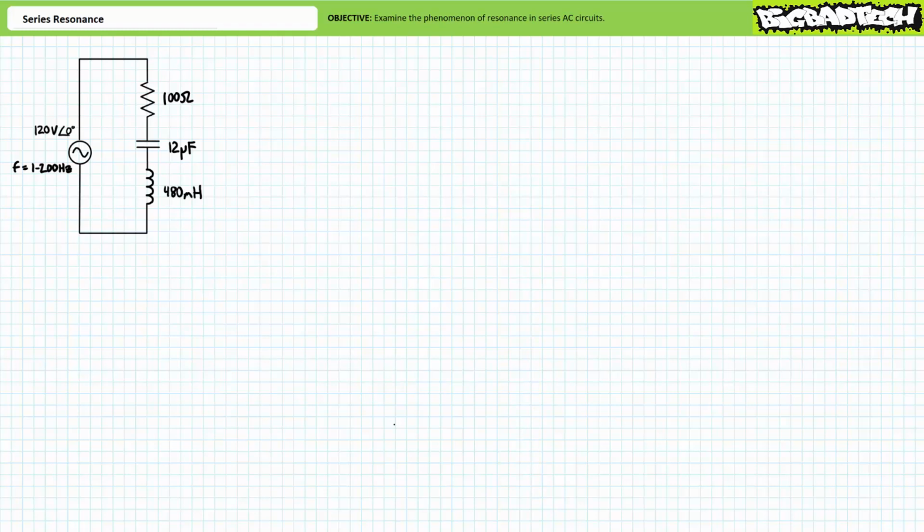Our objective is to examine the phenomenon of resonance in series AC circuits and discuss electrical properties at resonant and at other than resonant conditions.